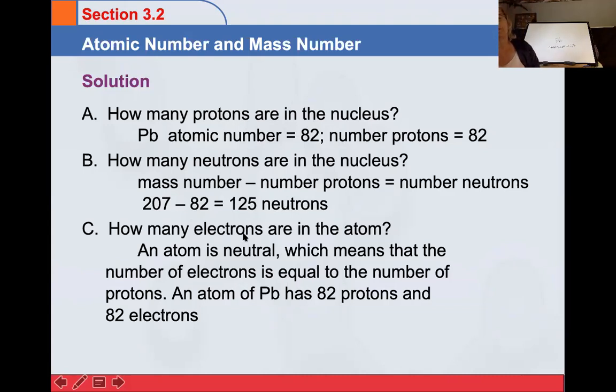For the third question, how many electrons? Well, this is a neutral atom of lead. It has no charge. So in that case, the number of protons and the number of electrons are going to be the same. So an atom of lead that has 82 protons is also going to have 82 electrons.